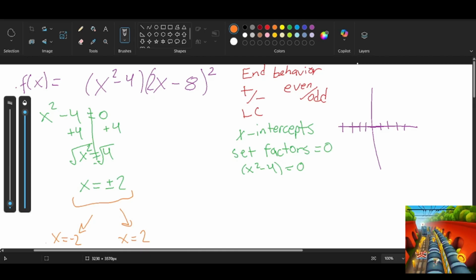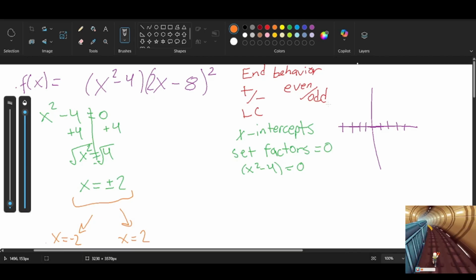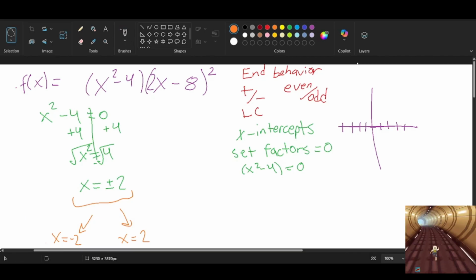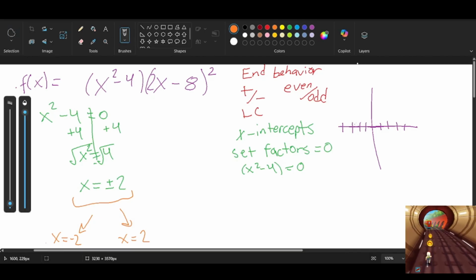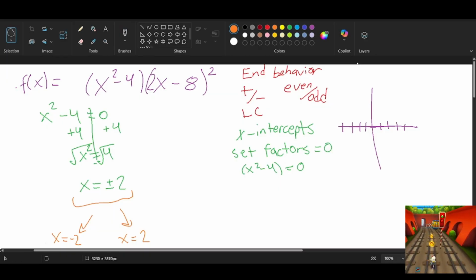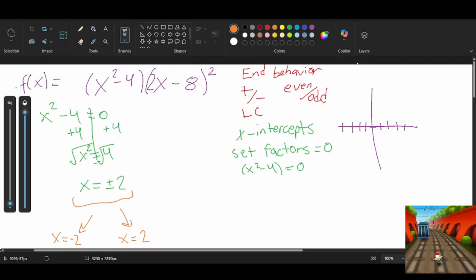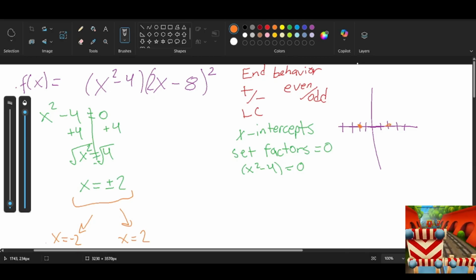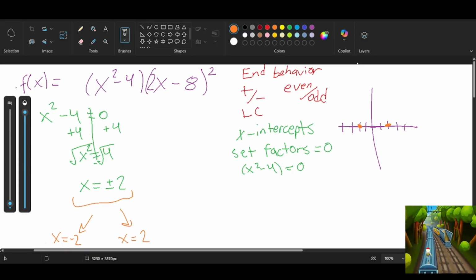I know I erased it, but you could pause the video, take a little note down. I just need to conserve space because there's a lot of stuff that I'm going to be writing. So x equals -2, x equals +2. I'm just going to put those intercepts on my graph. There's one at -2, and there's one at +2.